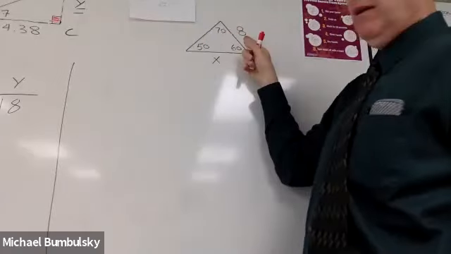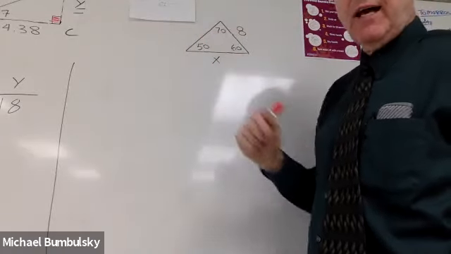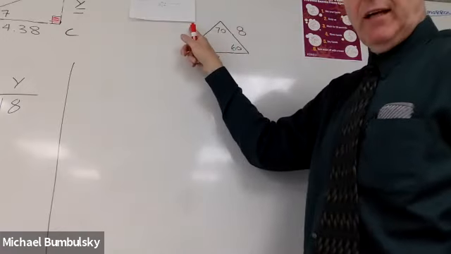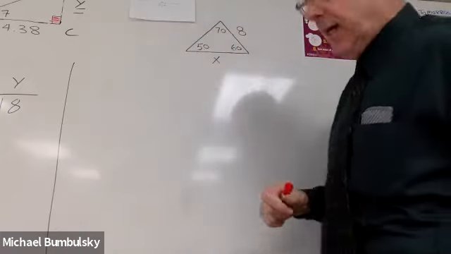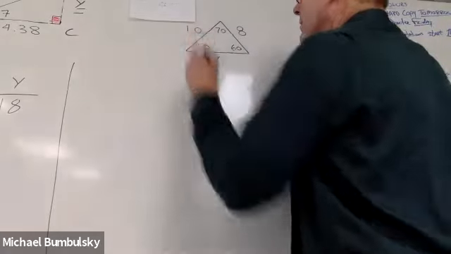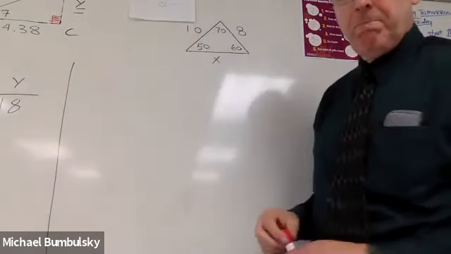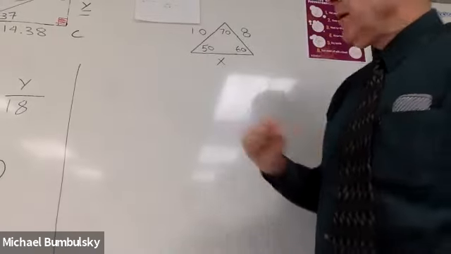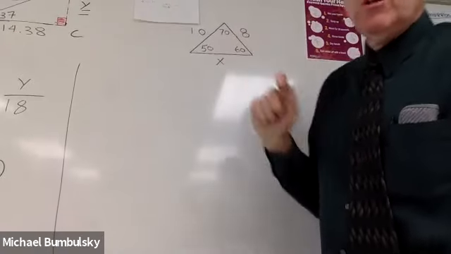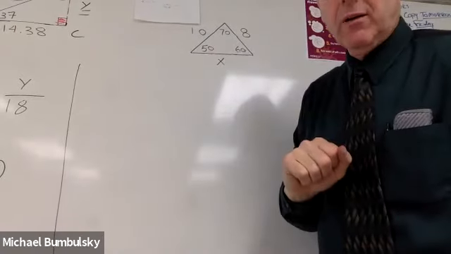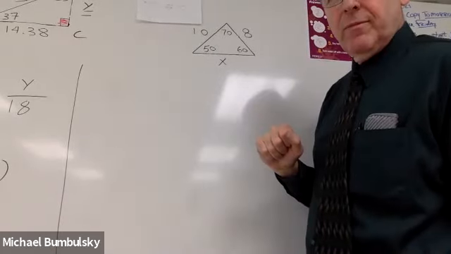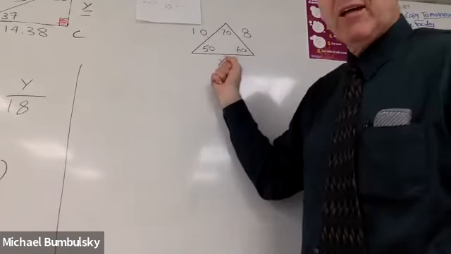No, you can't because there's only one side. I need two sides to get the third side. But even if I knew this side, what if I said this was 10? Can I find x now? No, because remember, what do you need to use the Pythagorean theorem? A right triangle. This is not a right triangle. No, you cannot use the Pythagorean theorem on this.